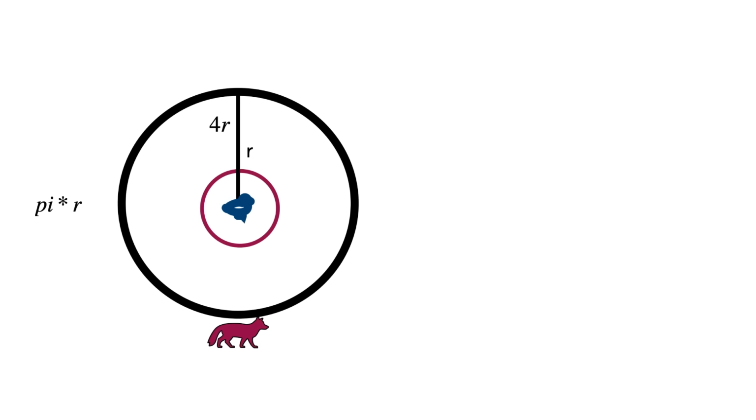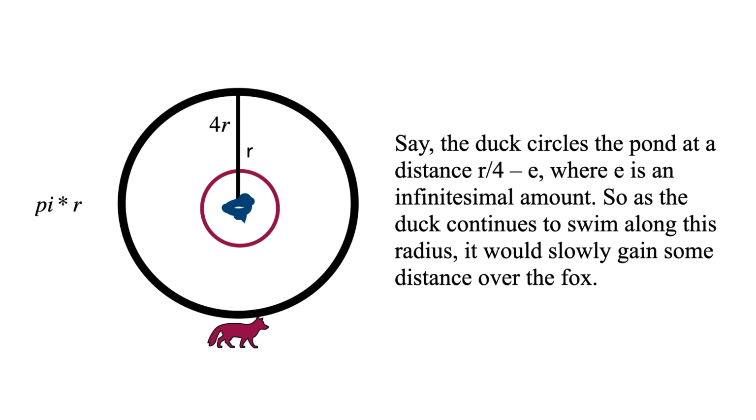Now, reduce the radius the duck is circling by a very small amount. Now the fox will lag behind, and he cannot stay in position as well. Say the duck circles the pond at a distance r/4 minus e, where e is an infinitesimal amount. So as the duck continues to swim along this radius, it would slowly gain some distance over the fox.